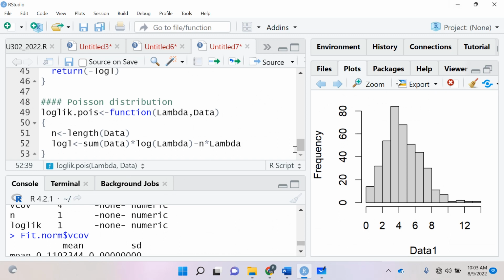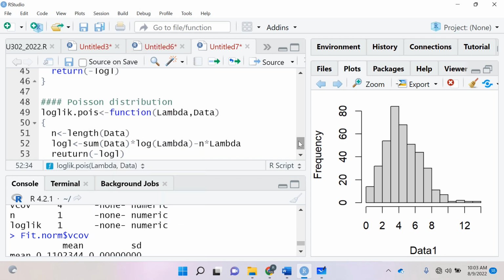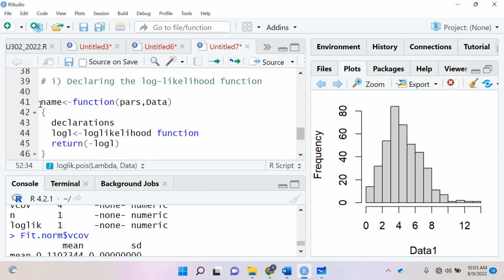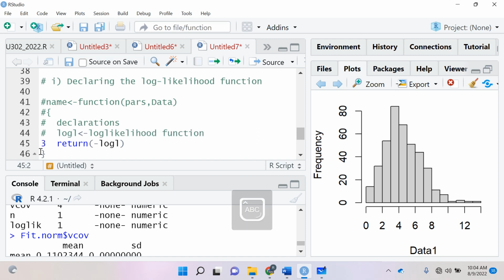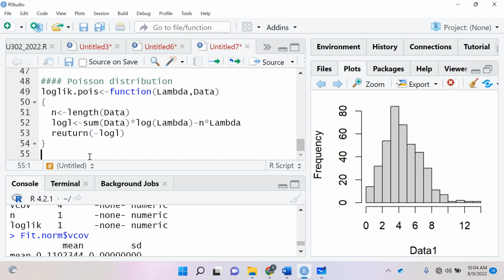Then what should we return? Remember, we return the negative of the likelihood. So negative log L is what we will return. So that's the first part. Now that we know this, let me comment these ones out because they are not needed. If we run, we won't get results because it doesn't have some of the data. So that's it.